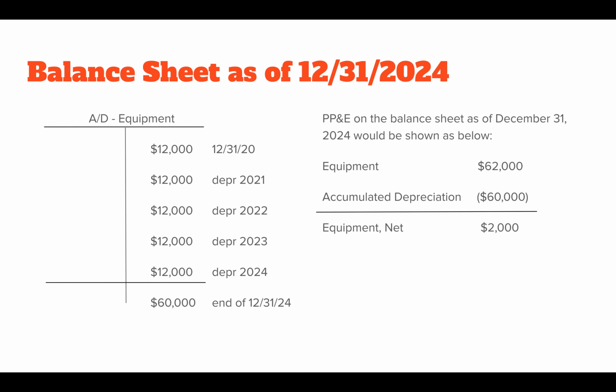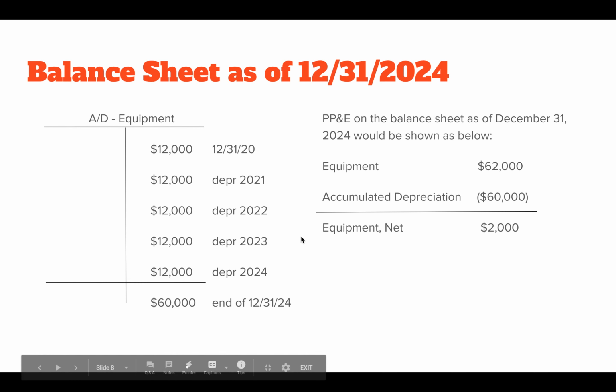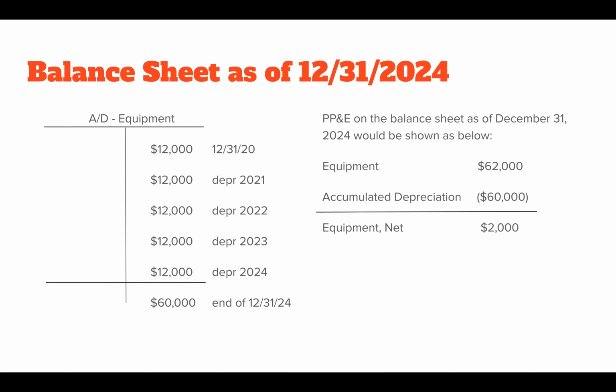So when I'm showing property, plant, and equipment on the balance sheet as of December 31st, 2024, my equipment, $62,000, minus my accumulated depreciation, which is $60,000, will give me the equipment net of $2,000, which is my salvage value. And I know I did this right because I did not depreciate over salvage value. This is where I stop. I stop at the 5th year when I reach my salvage value.